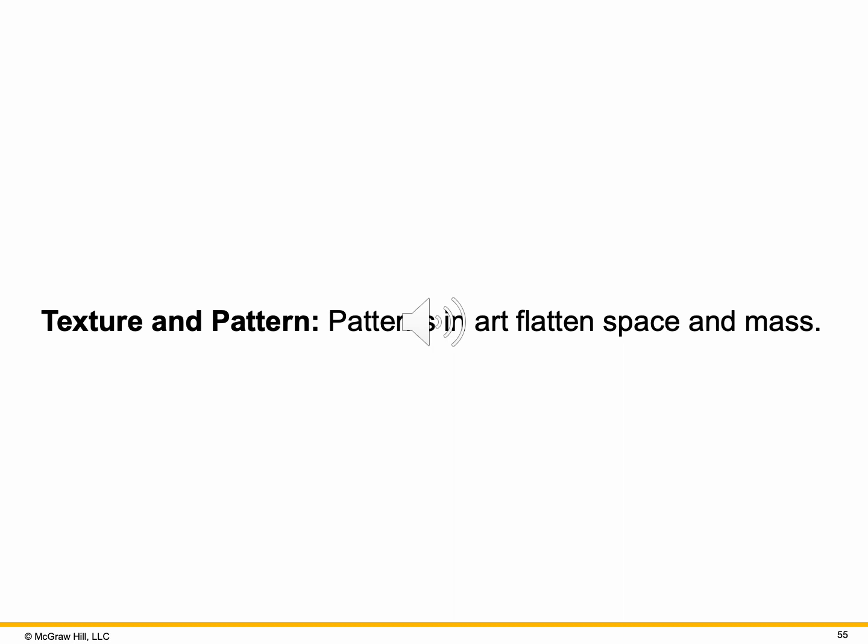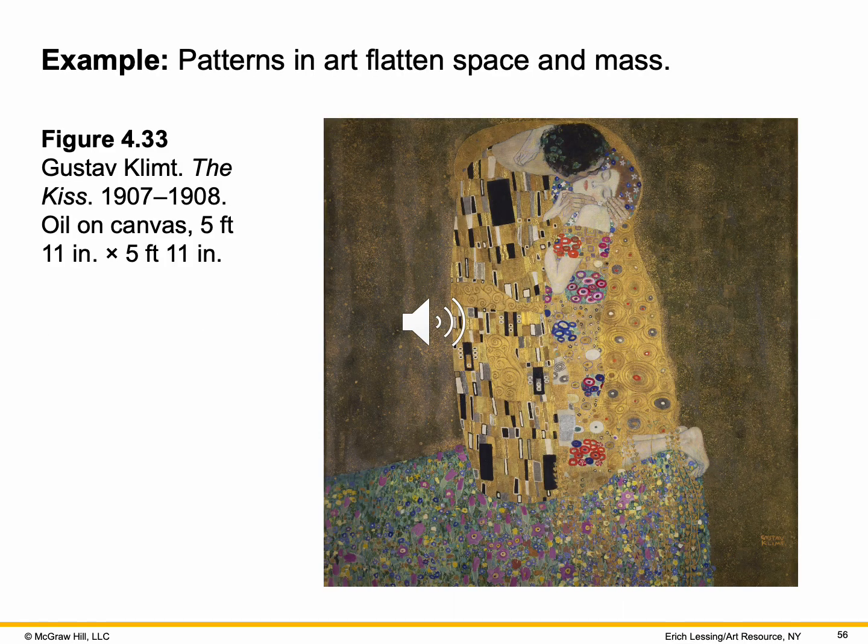Texture and pattern. Pattern in art flattens space and mass. Pattern is any decorative, repetitive motif or design. Pattern can create visual texture, although visual texture, like the rest on Hartnett's lock, may not always be seen as pattern. An interesting aspect of pattern is that it tends to flatten our perception of mass and space, such as in this painting by Klimt.